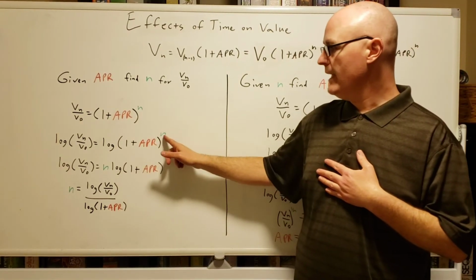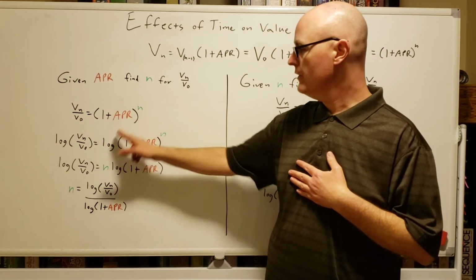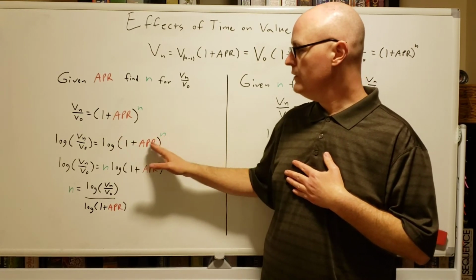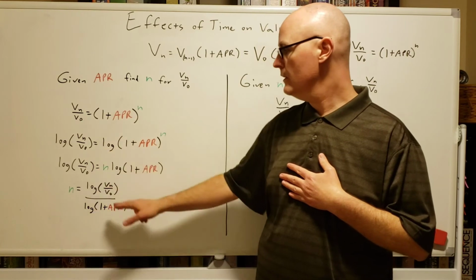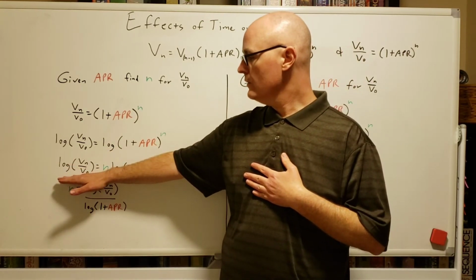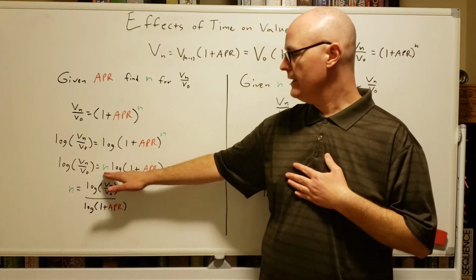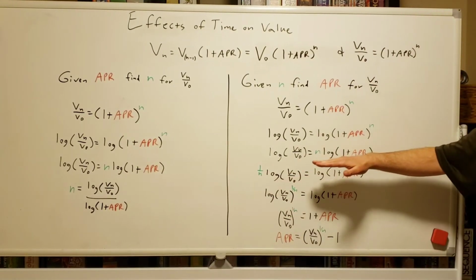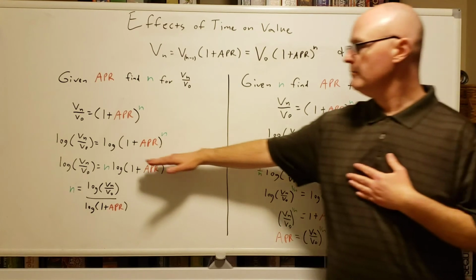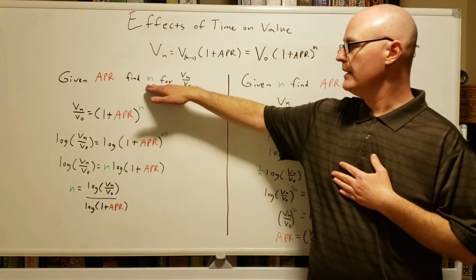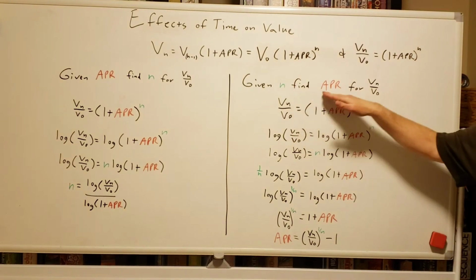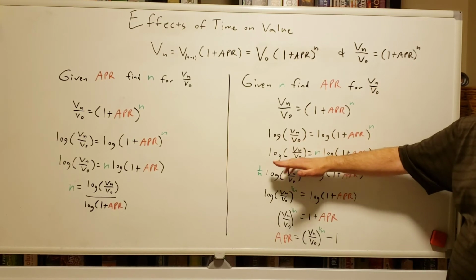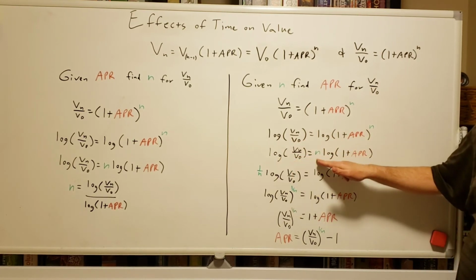Use log on both sides. That allows me to move this exponent. Now that I have the log of this value, I can move the exponent of the argument of the log to the front of the log, a property of logs. So the log of the ratio is equal to n times the log of 1 plus APR. I have to do that in both cases, both given the APR, finding the number of years, and given the number of years, finding the APR. In both cases, I have to take the log to move that n over.